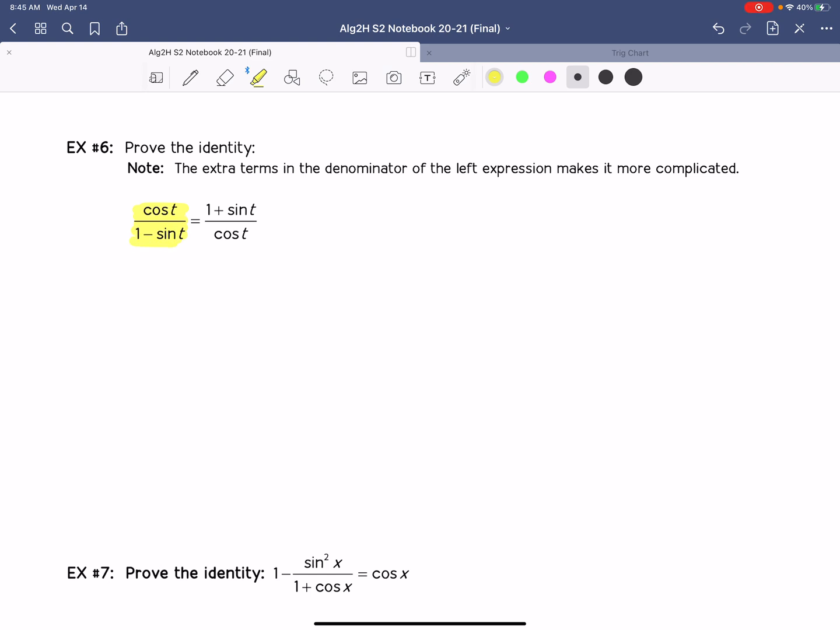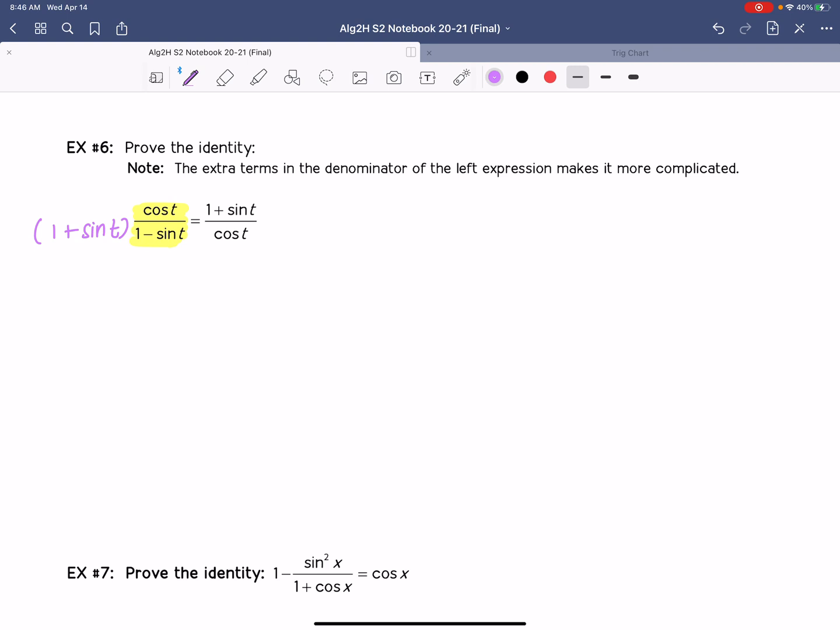All right, so where to start with this one? Not really sure. I'm going to identify something that happens a lot. If I had 1 minus sine squared x, then I would have a Pythagorean identity. But since this isn't squared, I do not have one. We like Pythagorean identities because we know that's an identity and I can manipulate with it. So is there a way that I can create a Pythagorean identity? There is, by multiplying by its conjugate. So I'm going to multiply the top and bottom by 1 plus sine t.